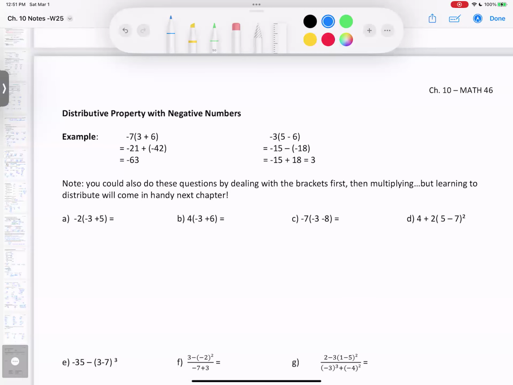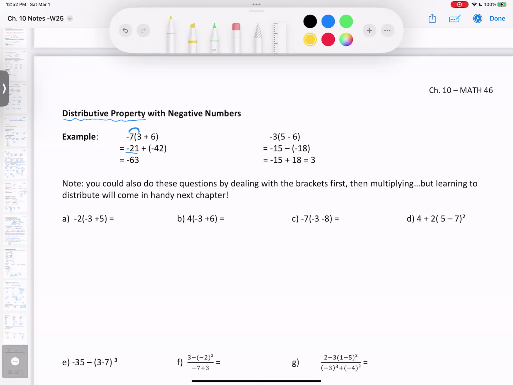The last part of 10.5 is looking at the distributive property, this time with negative numbers. And so the distributive property is where we use the rainbow. For this first example, we would start by going -7 times 3, which would give us our -21 you see down here.